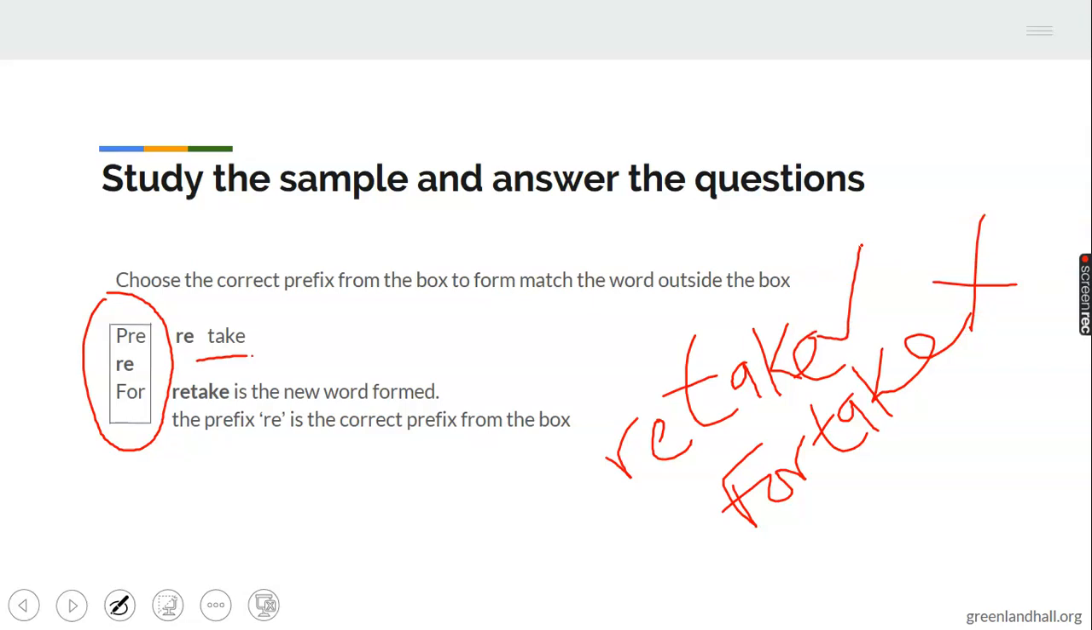Retake. Okay, retake is a new word form. So the prefix re is the correct prefix from the box. That is what I expect you to do. Observe, you consider the word, the options from the box, and you find which one suits the correct word, and it must have meaning. That's what we are also driving at.